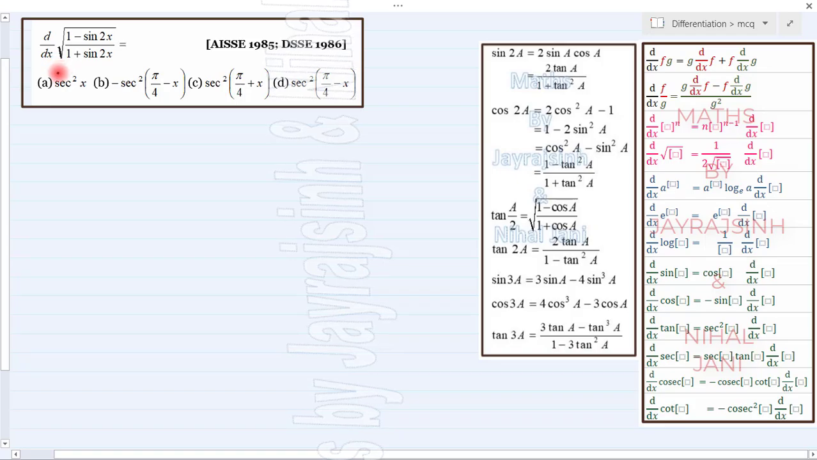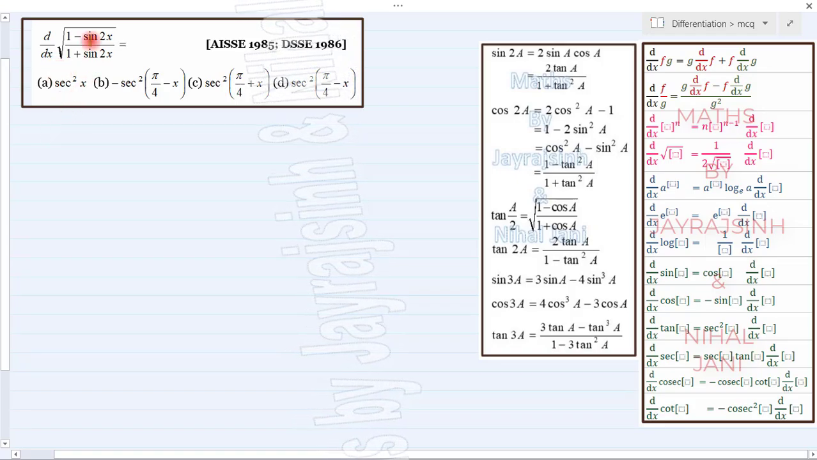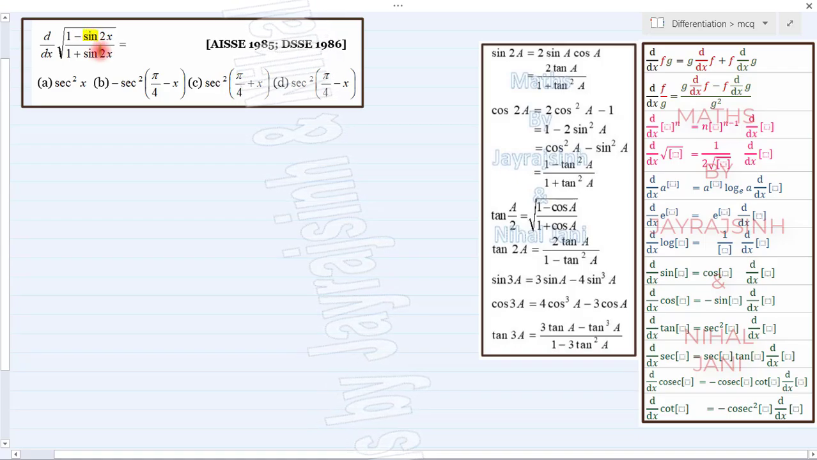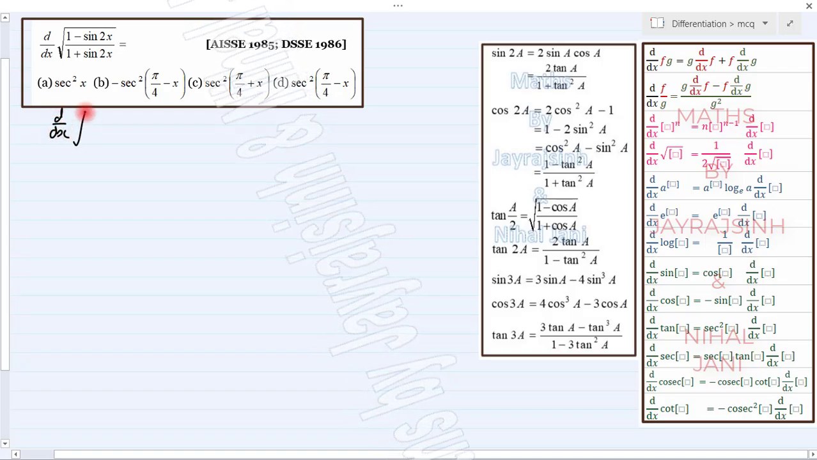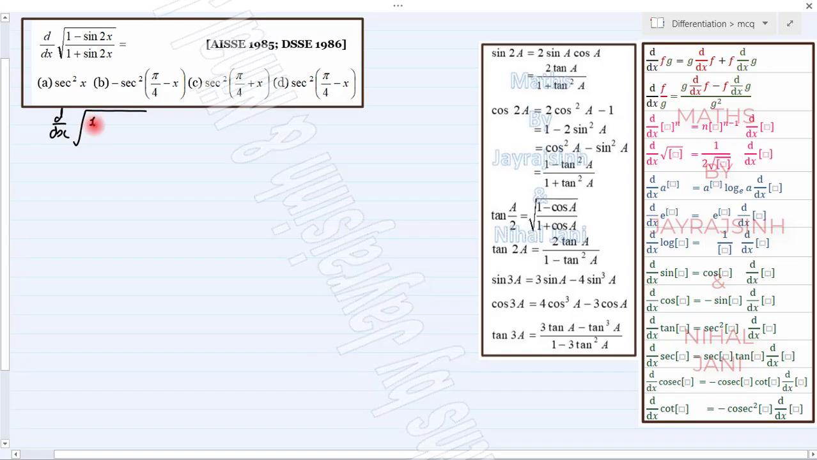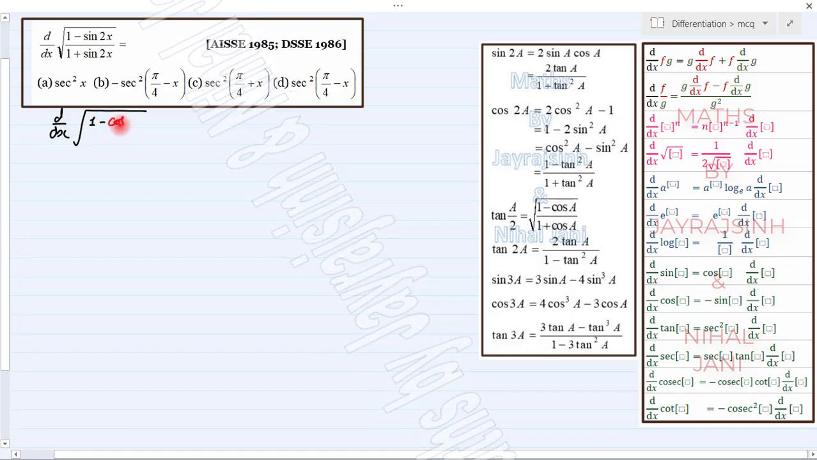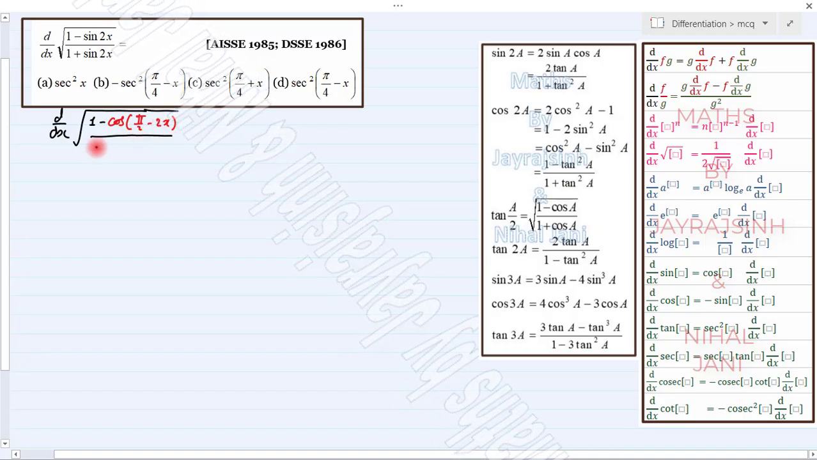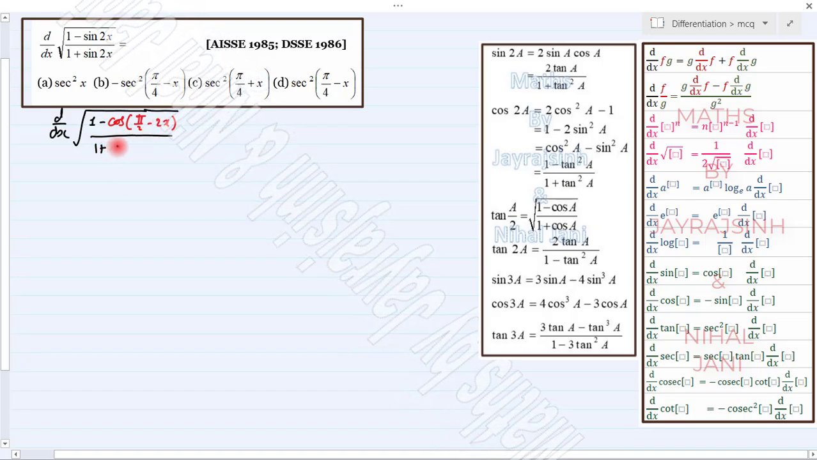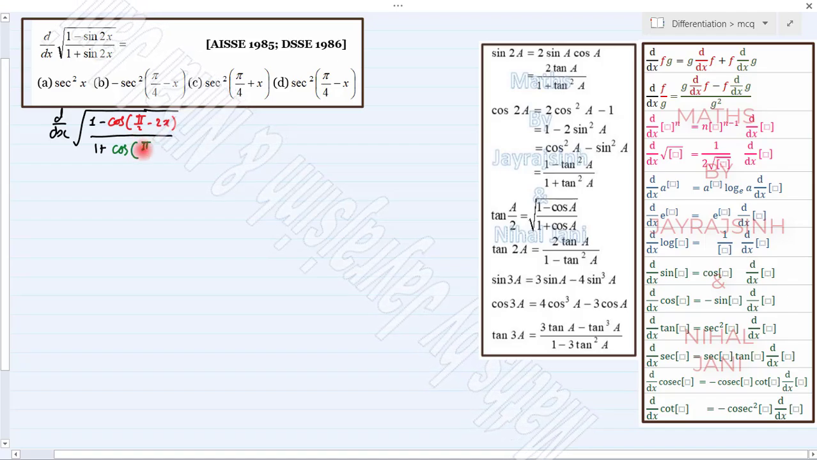Here we have to differentiate under root of (1 minus sine 2x) upon (1 plus sine 2x). If instead of this sine, if we have some cos, then we can easily simplify it, right? So let's convert this sine in terms of cos. So we will get 1 minus cos of (pi by 2 minus 2x). Similarly, in the denominator, we will get 1 plus cos of (pi by 2 minus 2x).